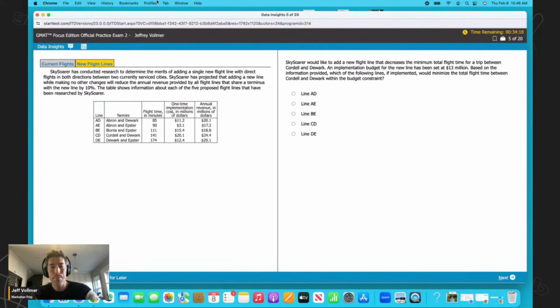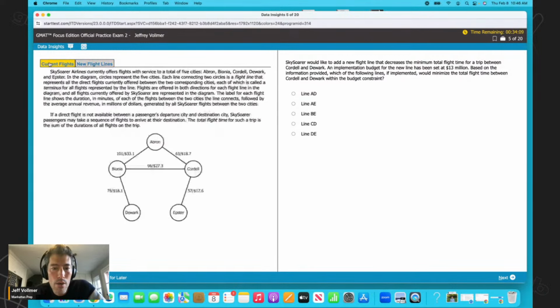Cool. All right. Let's take a look at the problem. SkySoar would like to add a new flight line that decreases the minimum total flight time between C and D. Right now, C to D takes 96 plus 78, that's 174 minutes. So I probably want to write that down. 174 minutes. The implementation budget for the new line has been set at 13 million. Which of the following lines minimizes the total flight time within the budget constraints?